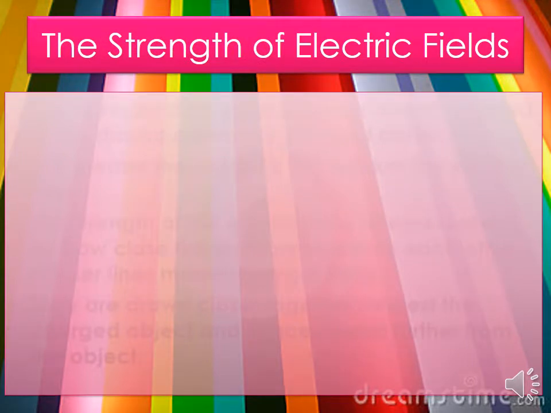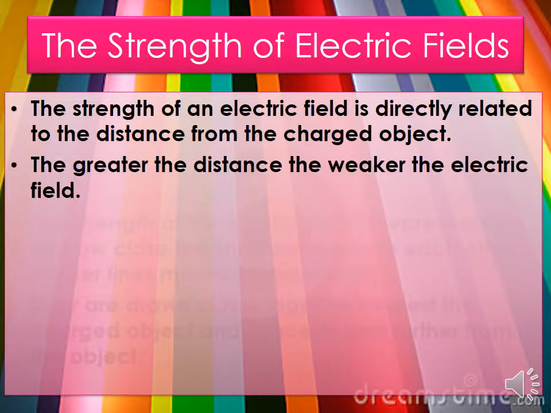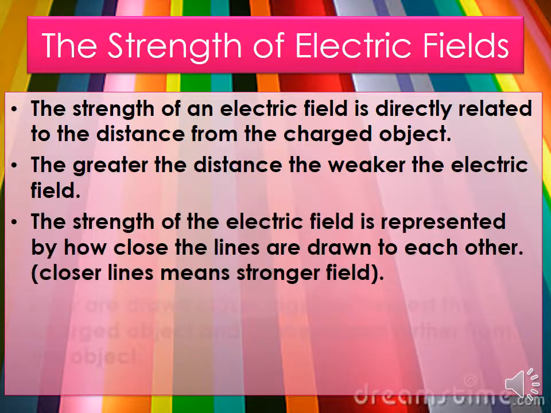Alright, the strength of electric fields. The strength of an electric field is directly related to the distance from the charged object. The greater the distance, the weaker the electric field. So the further away you are from that charged atom, the weaker its electric field is going to be. The strength of the electric field is represented by how close the lines are drawn to each other.